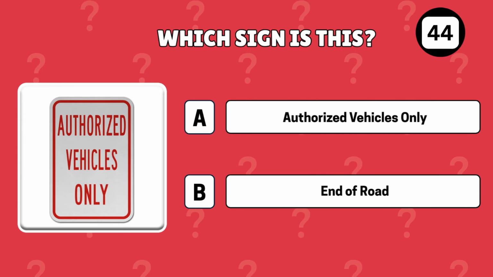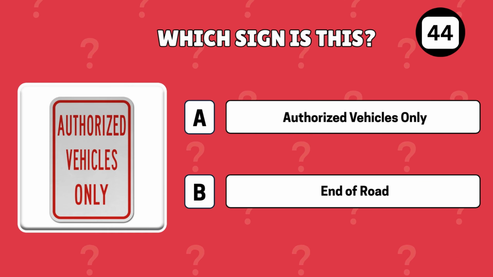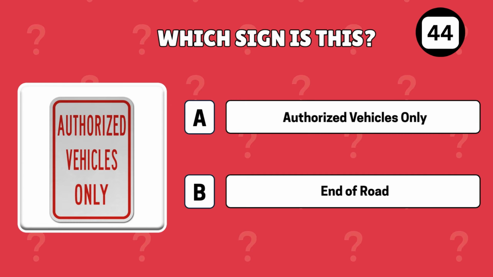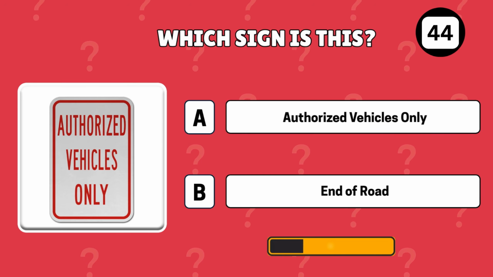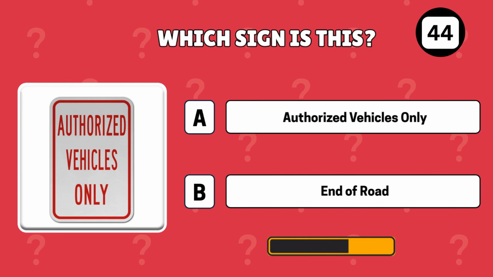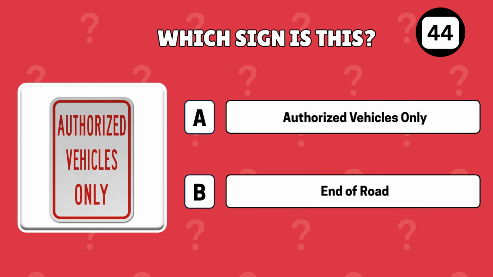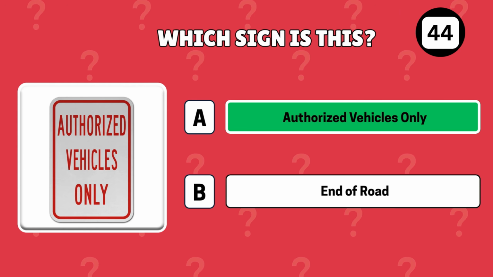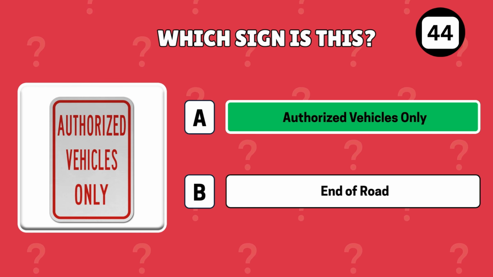Which sign is this? A. Authorized vehicles only. B. End of road. That's correct. This is the authorized vehicles only sign.